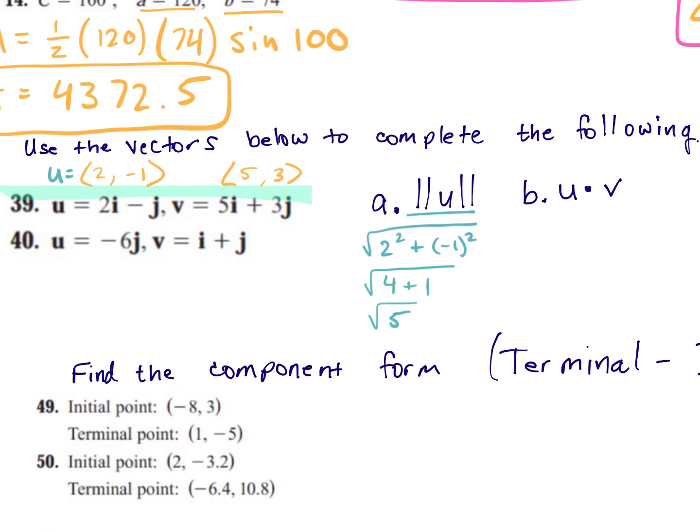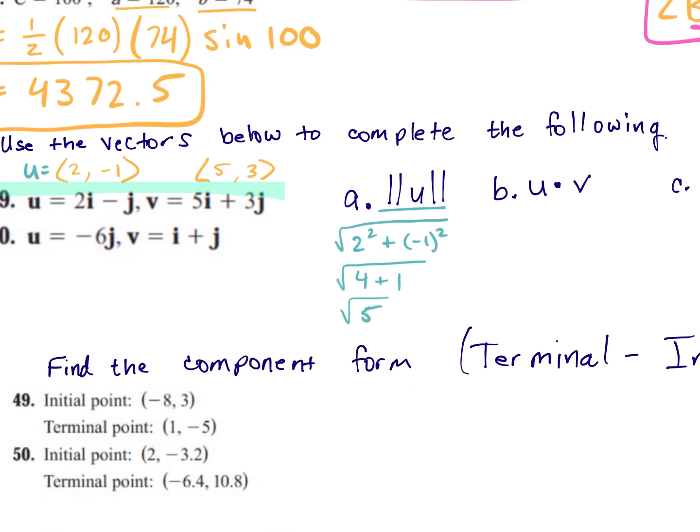For B, we have the dot product. So dot product of u and v. Our dot product is the first number times the first number, so 2 times 5, plus the second number times the second number, -1 times 3. So this would give us 10 minus 3, so our dot product would be 7.